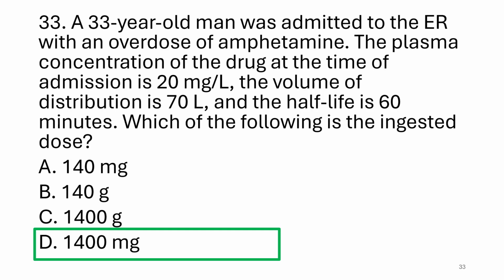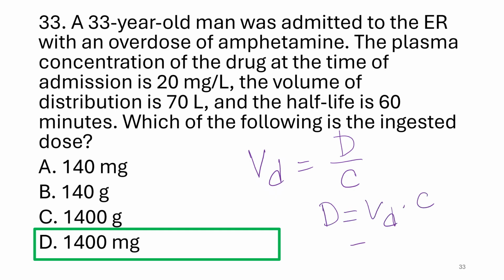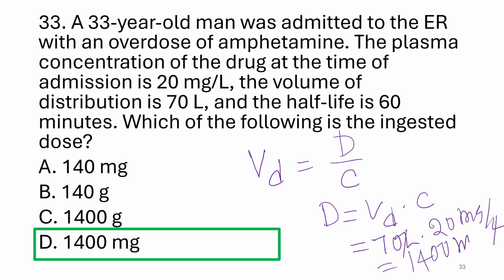Here you need to calculate the dose, right? Volume of distribution equals dose over concentration, so dose equals volume of distribution times C. What is the volume of distribution? It is 70 liters and concentration is 20 milligrams per liter. So liter goes away. That is 1400 milligrams.